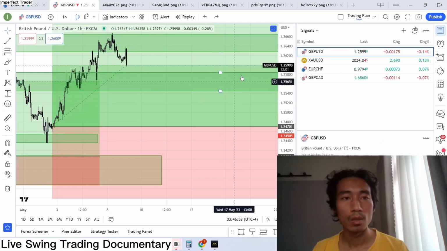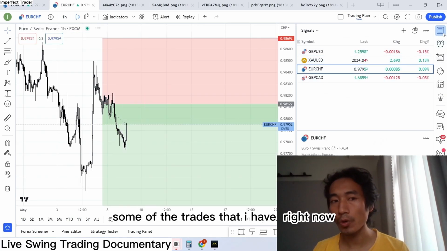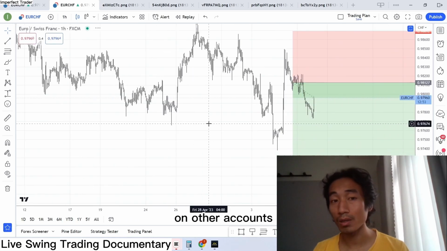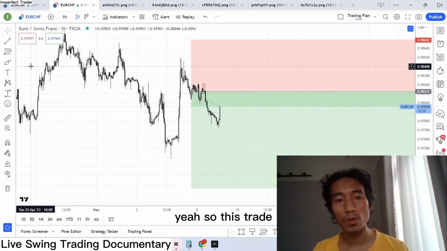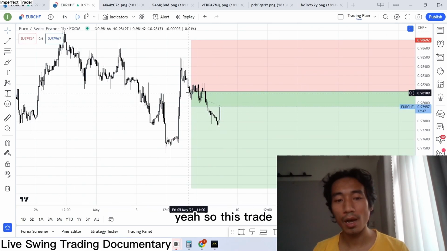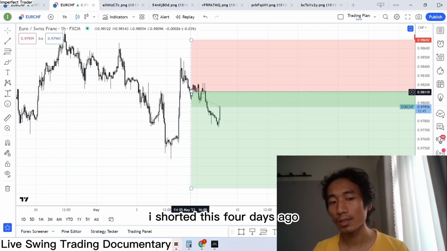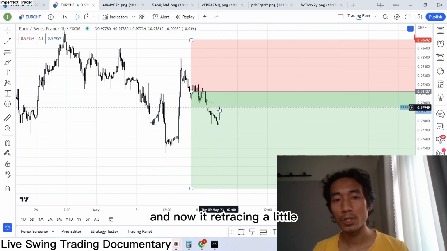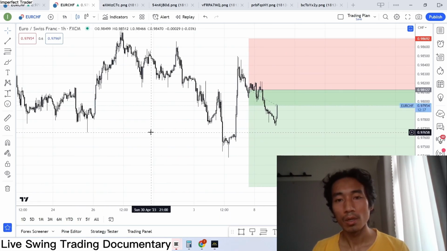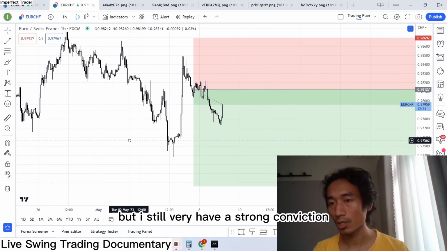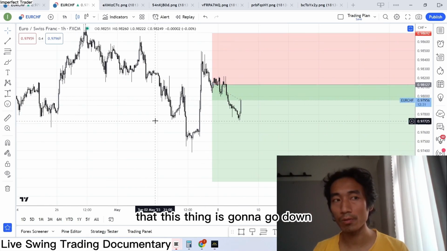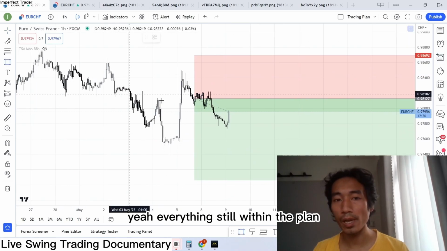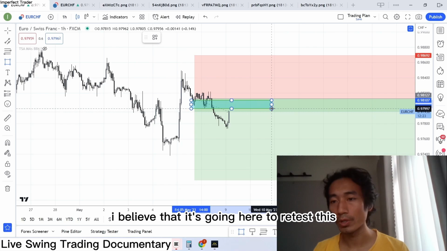Yeah. So let me show you some of the trades that I have right now on other accounts. So this trade I shorted since 4 days ago. It's just consolidating, getting some movement, and now it's retracing a little. But I still have a strong conviction that this thing is gonna go down. Yeah, everything is still within the plan. I believe that it's just going here to retest this.